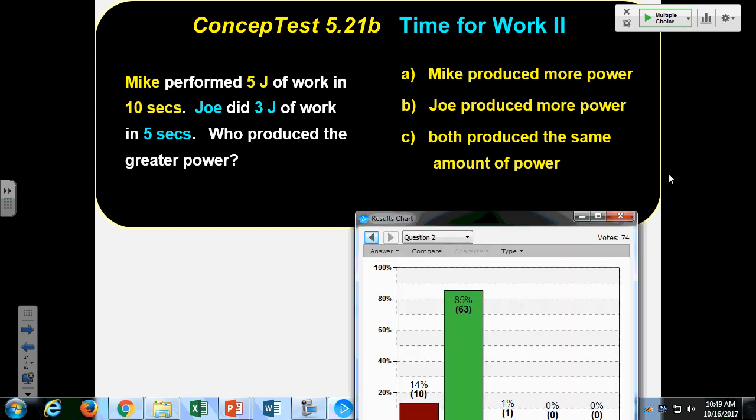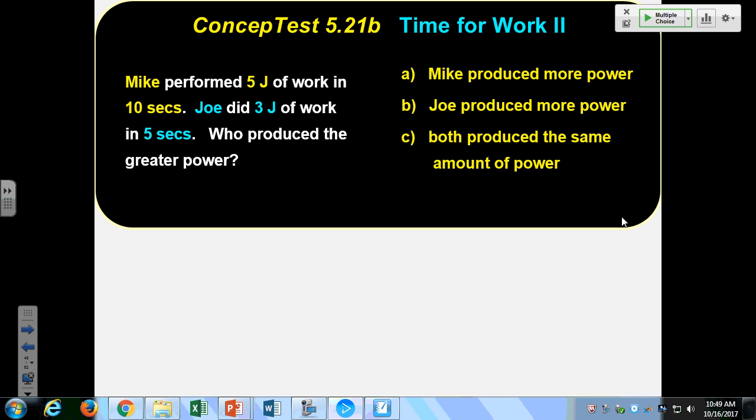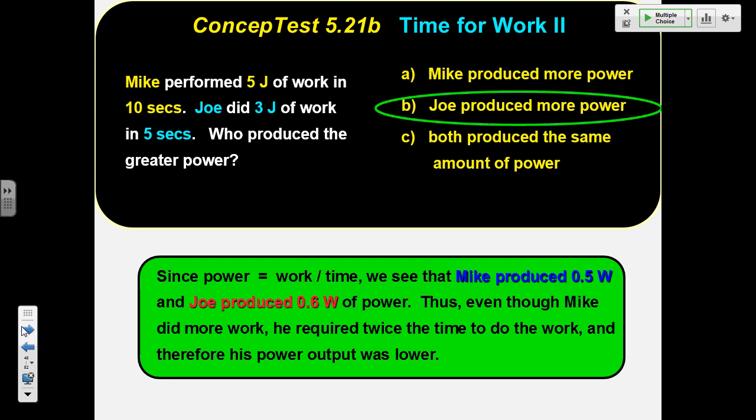Okay, B is right. Joe, even though he does less work, he does more power. The work for Mike is equal to 5 over 10. The work for Joe is equal to 3 over 5. So this is 0.5 and this is 0.6 watts. So Joe does more. He has more power expended in that amount of time.